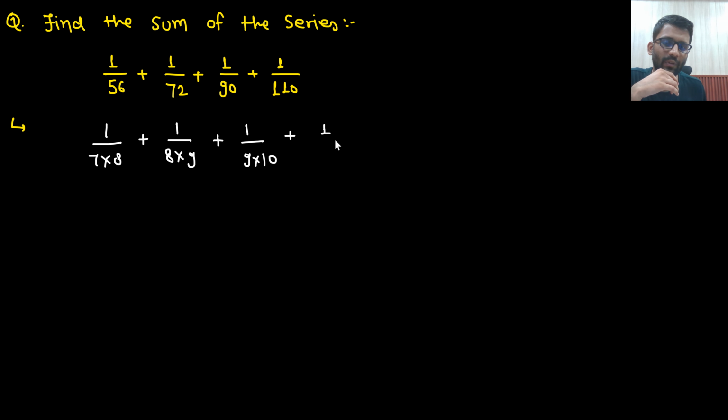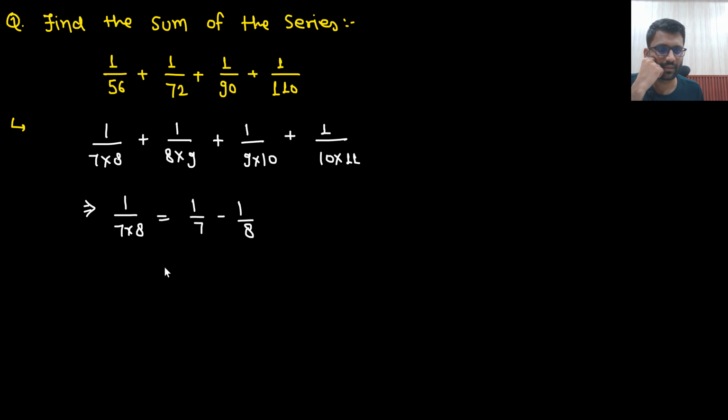In these kinds of problems, there will always be some relation hidden that you need to figure out. So 1 by 7 into 8 can be written as 1 by 7 minus 1 by 8. Do you agree with my point? 1 by 7 minus 1 by 8, right? Because 8 into 7 will be the LCM. This will become 8 here and this will become 7. So this is how it can be written. Similarly, this can be written as 1 by 8 minus 1 by 9.